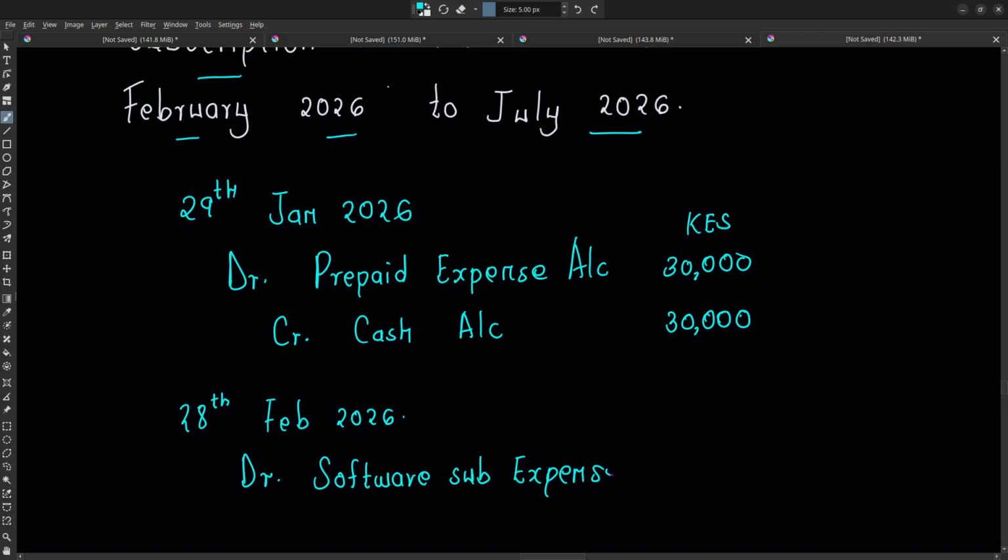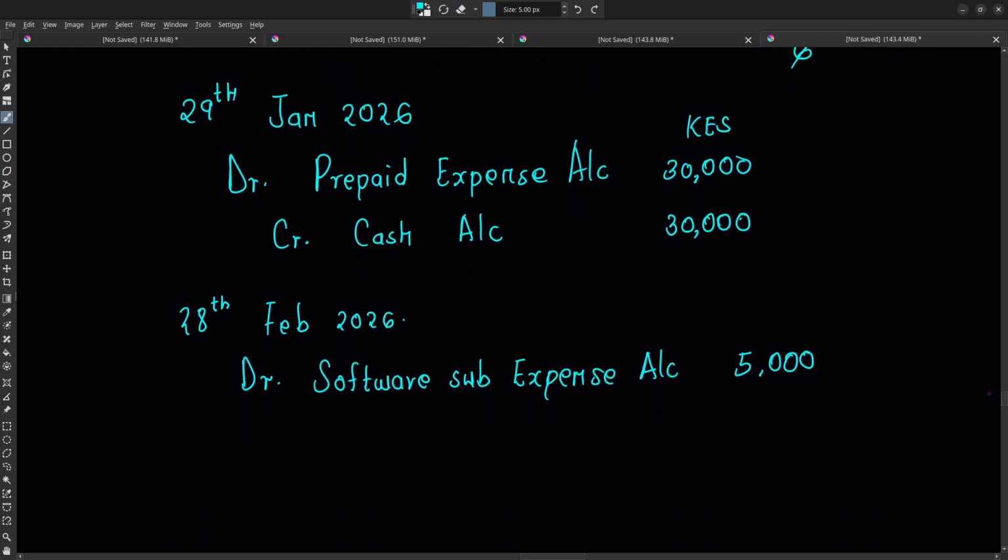To increase an expense account, you debit. Remember, this 30,000 was for 6 months. So we want to know what portion of the cost each month takes. If you divide this, each month is going to take 5,000. So we are going to recognize 5,000 as at the end of February. And because we have already incurred that, we need to reduce our prepaid expense account by 5,000.